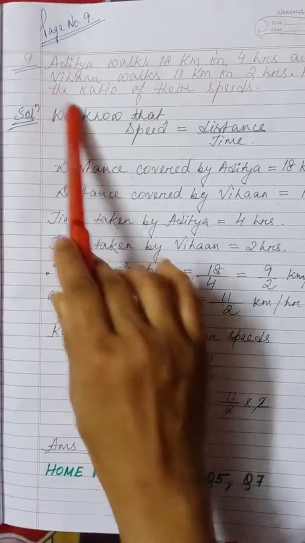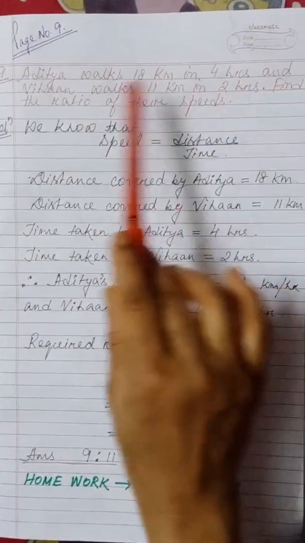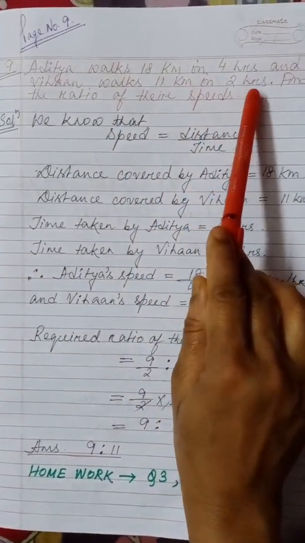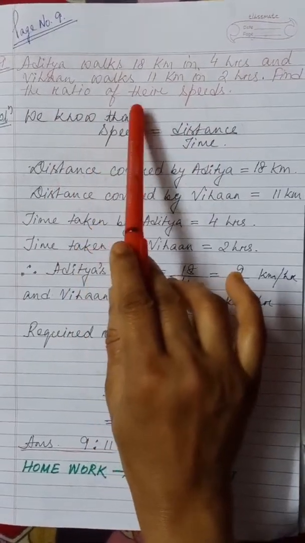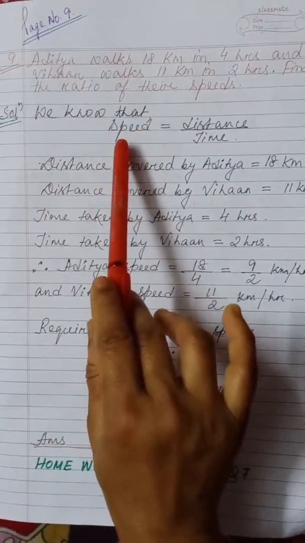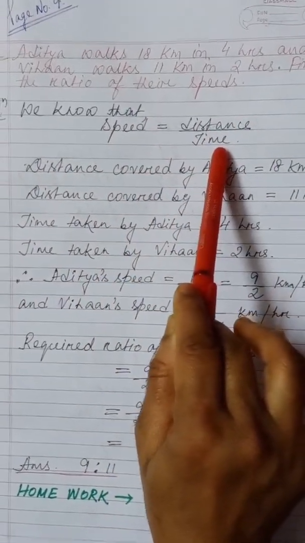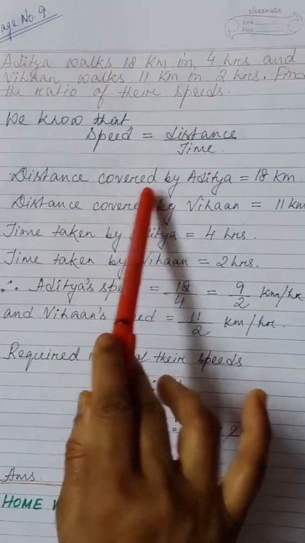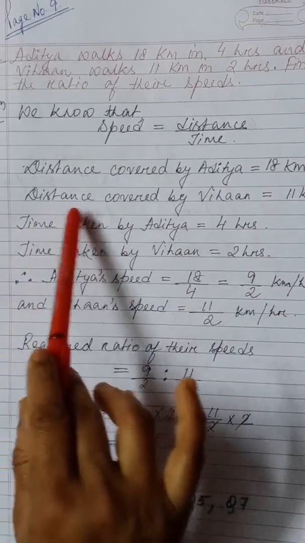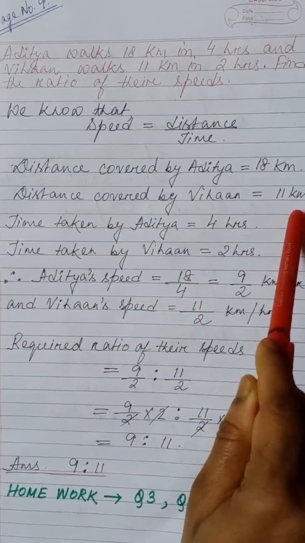Example 9. Aditya walks 18 kilometers in 4 hours and Vihan walks 11 kilometers in 2 hours. Find the ratio of their speeds. First, we know that the formula of speed is equal to distance by time. Now, the distance covered by Aditya is equal to 18 kilometers and the distance covered by Vihan is equal to 11 kilometers.